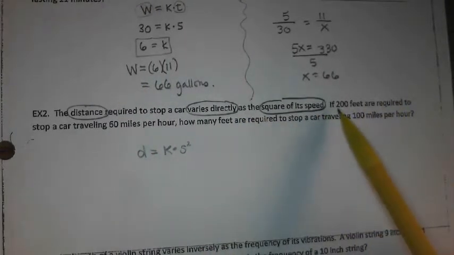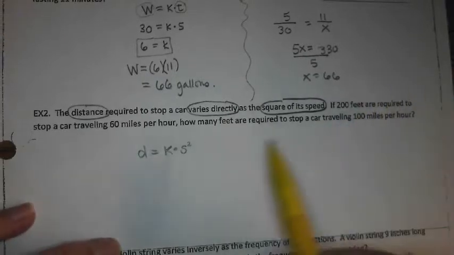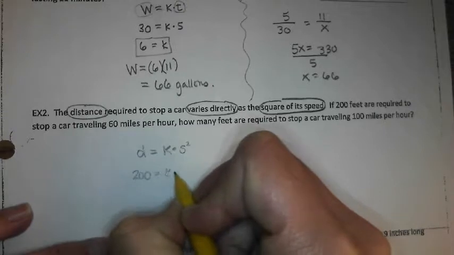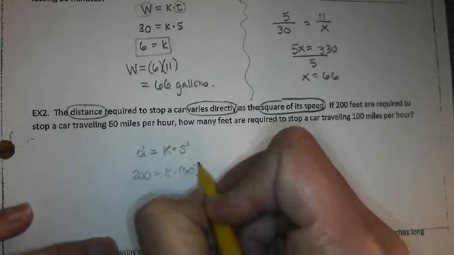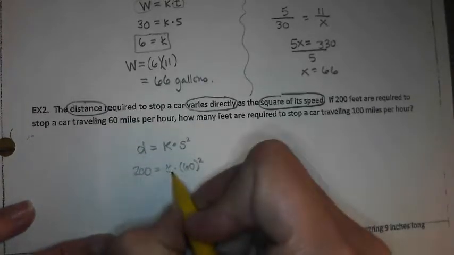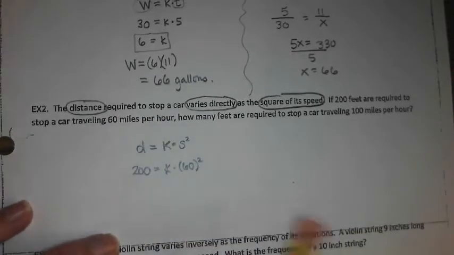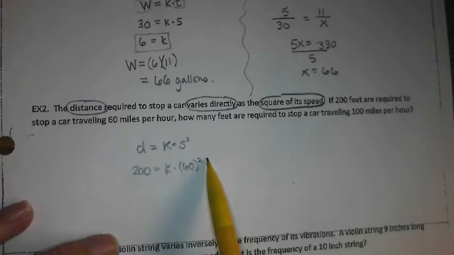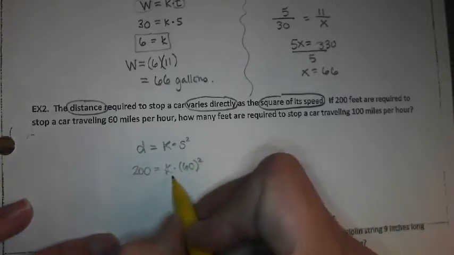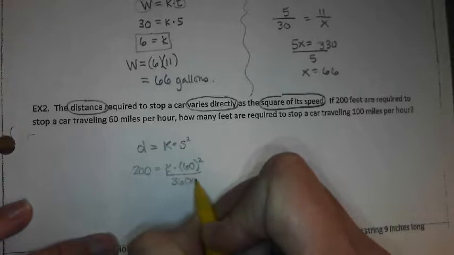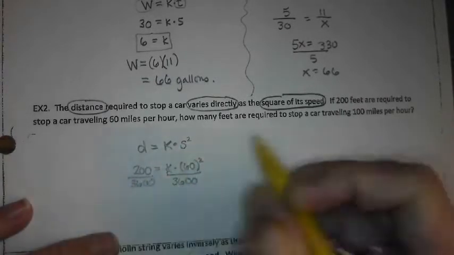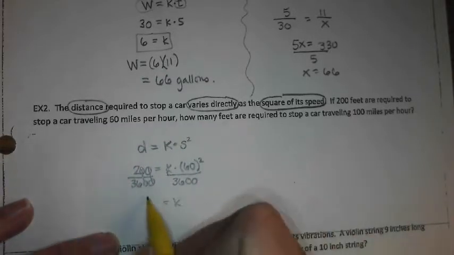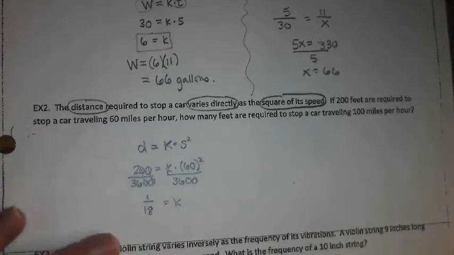And then if 200 feet are required to stop a car, so your distance is 200, traveling 60 miles per hour, so 60 is your speed, we're going to use that known information to solve for k. 60 squared is 3,600. So I'm going to divide both sides by 3,600. So k equals, your zeros will cancel, 2 over 36, which is 1 over 18.